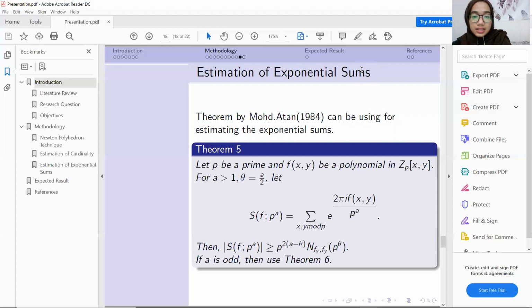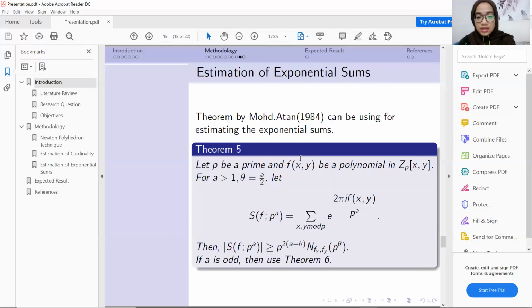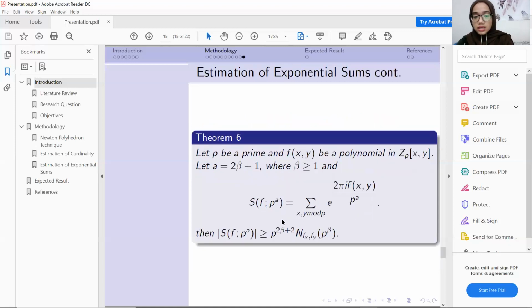In this method, we have two theorems. You can see here, for A greater than 1 and theta equal to A minus 2, this theorem is for even numbers, and theorem 6 is used for odd numbers. Here we use beta, and for theorem 5 we use theta. And we can see here the equations are still the same.